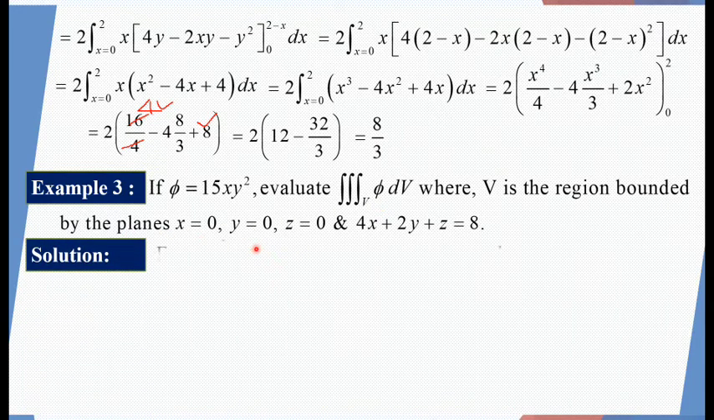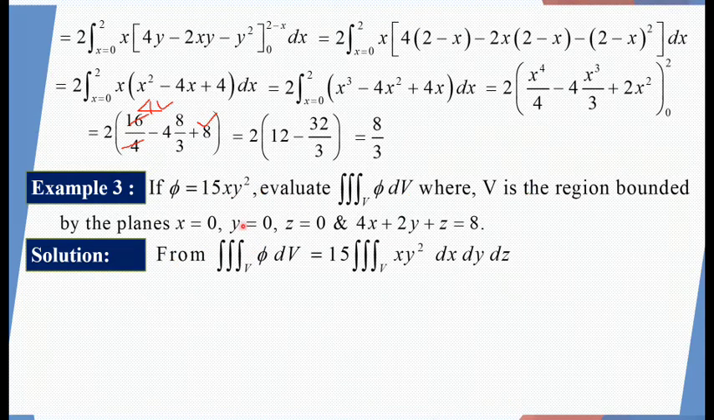So we can solve it just like we solved the previous problems. So triple integral over v of phi dv, replace the value of phi. So 15 is the constant, take it outside, and x y square is inside the integration, and the dv is expanded as dx dy dz. Now find the limits as we found in the previous problem. So the initial limits are x equals to 0, y equals to 0, and z equals to 0, and for the final limits, z will be 8 minus 4x minus 2y, y will be 4 minus 2x, and x will be 2.